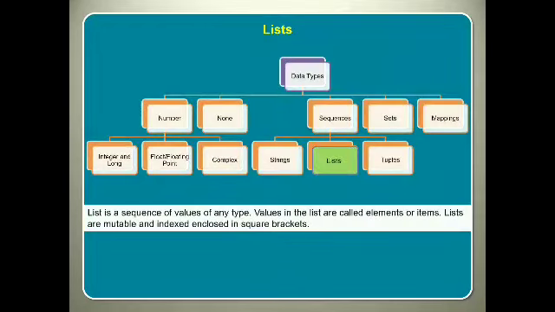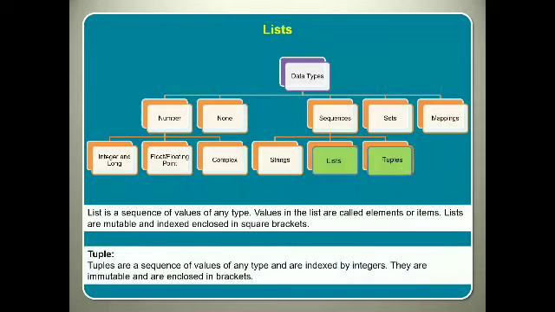A list is a sequence of values of any type. Values in the list are called elements or items. Lists are mutable and indexed, enclosed in square brackets. Tuples are a sequence of values of any type and are indexed by integers. They are immutable and are enclosed in brackets.